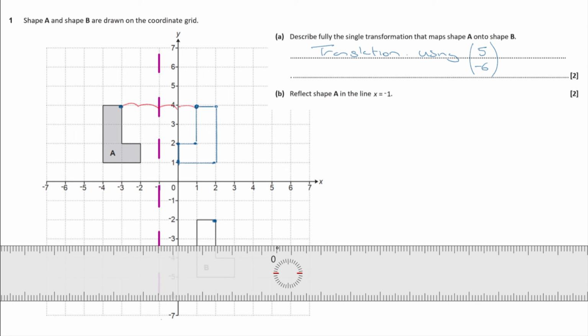Okay, so there's my image of A reflected in the line x equals -1. Good job. Let's move on.